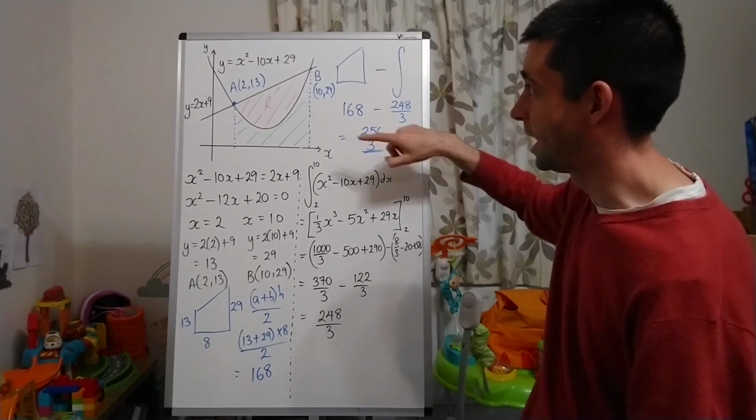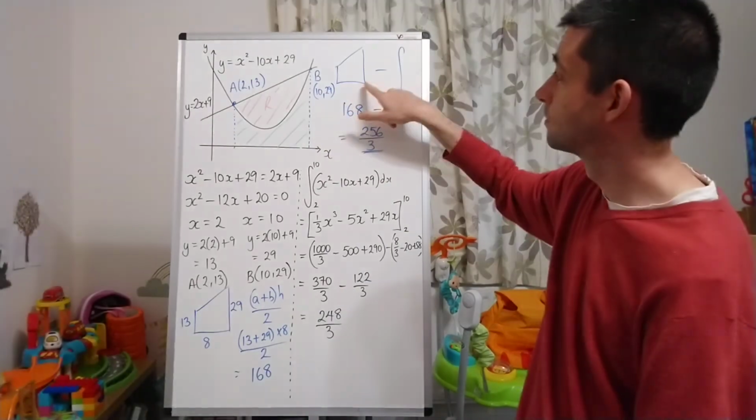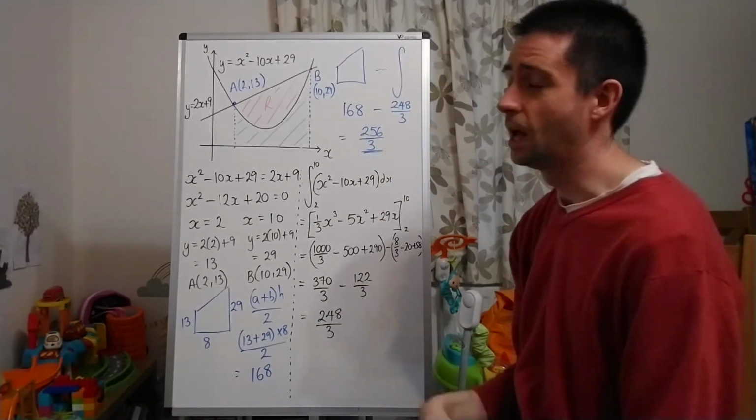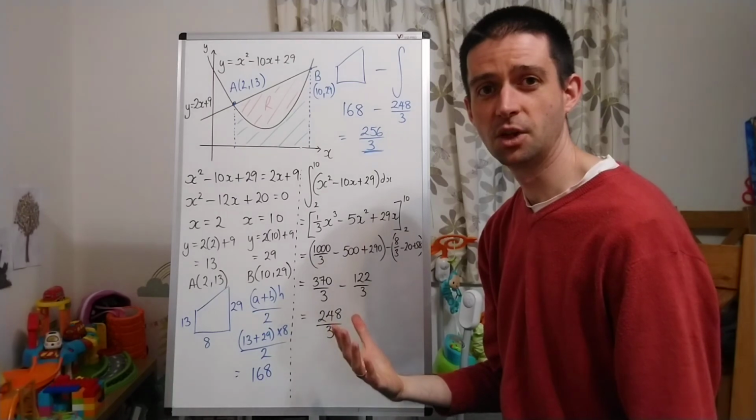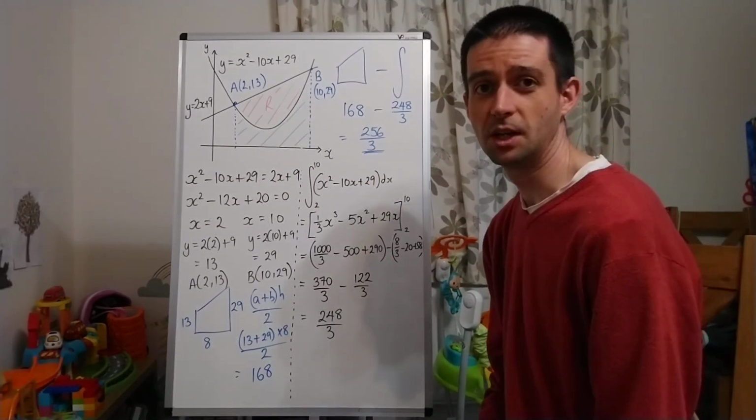So there we are. We have a quadratic curve and a line which forms a trapezium minus an integral, and that's the third example of common things that you might be asked to do with curves and lines.